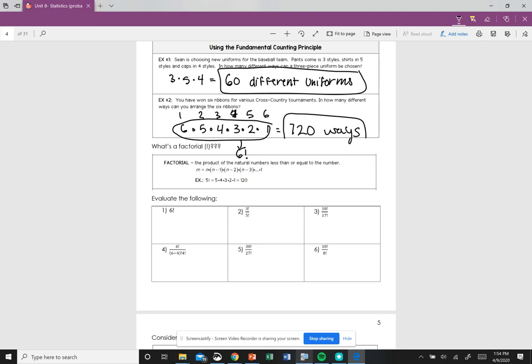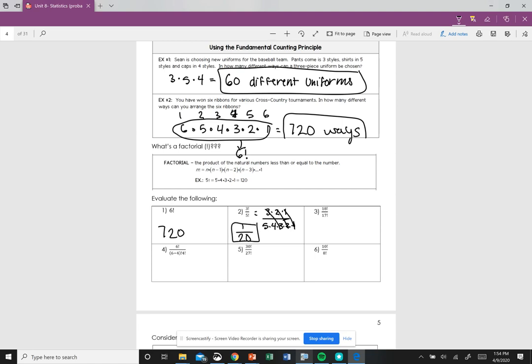So I want you guys to try this one. We already have that first one. It's 720. So look at this one. So 3 factorial over 5 factorial. That means you have 3 times 2 times 1 on top, and then 5 times 4 times 3 times 2 times 1 on bottom. Well, if you look, all of those cancel out, leaving a 1 on top and leaving a 20 on the bottom. So this is just 1 over 20.